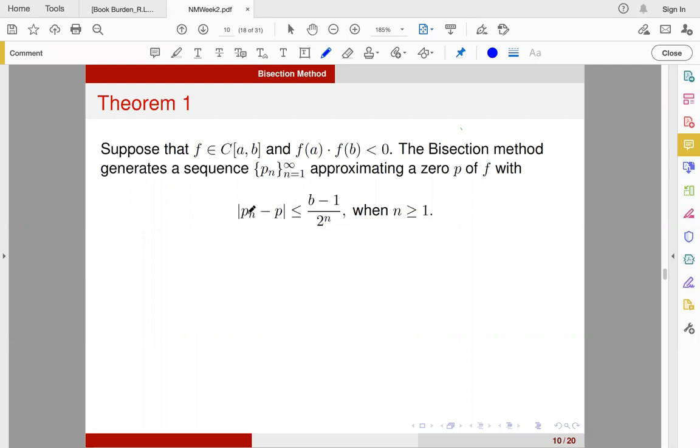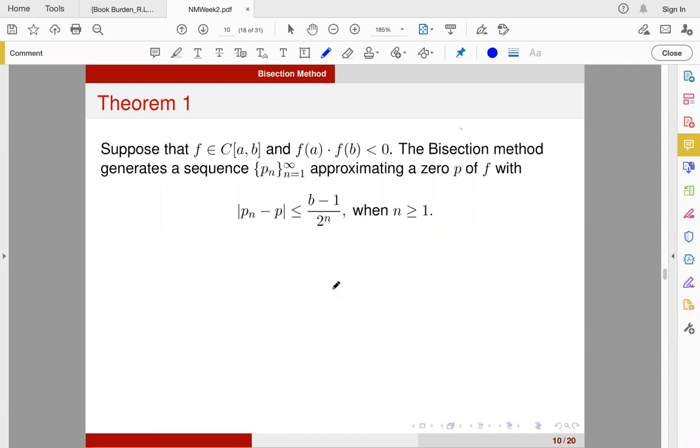As you can see, if you add more iterations, the power or the divider here will be bigger and bigger, such that the error becomes smaller and smaller, right? So this guarantees how fast the algorithm or the procedure will converge to the root, or to the point that we want to find. Okay, this is the important theorem.